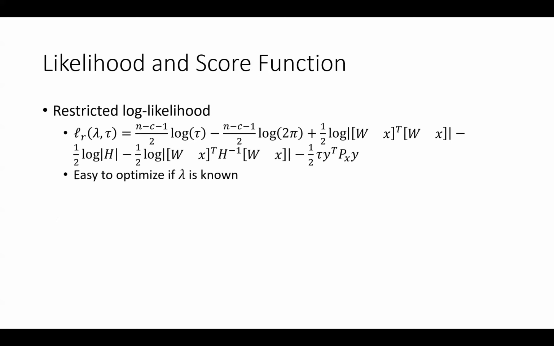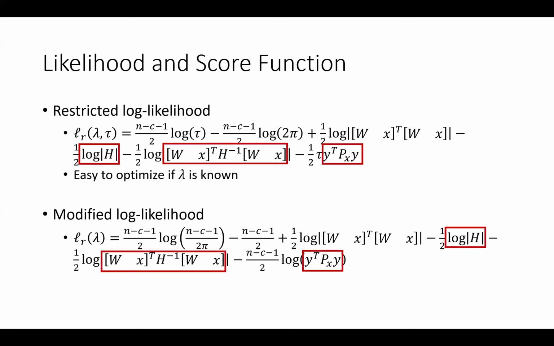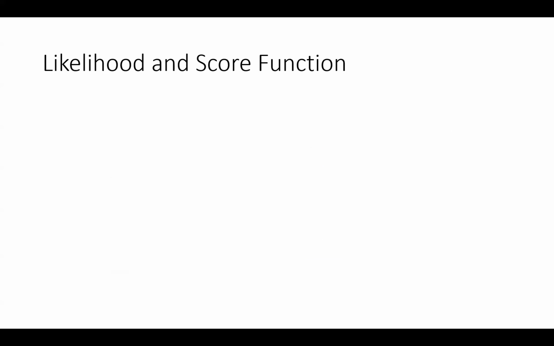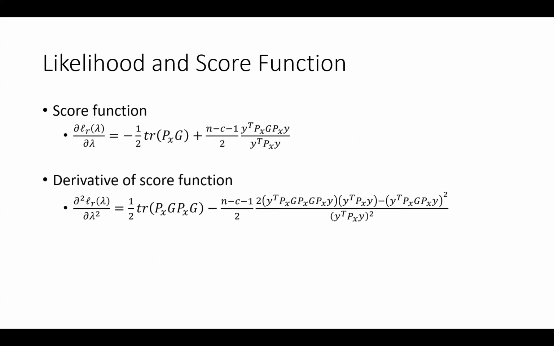So you'll notice that when we look at both restricted log likelihood and a modified version that allows us to do better optimization, these P matrices and the H matrix all show up everywhere. We need efficient ways to compute them because of that. Additionally, they show up in the score function and in the derivative of the score function.